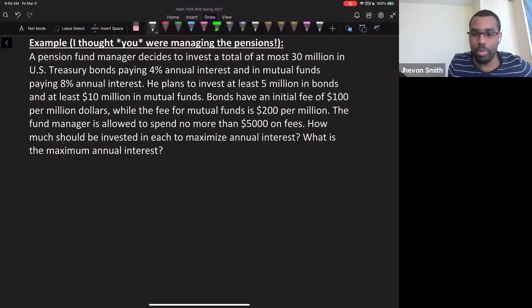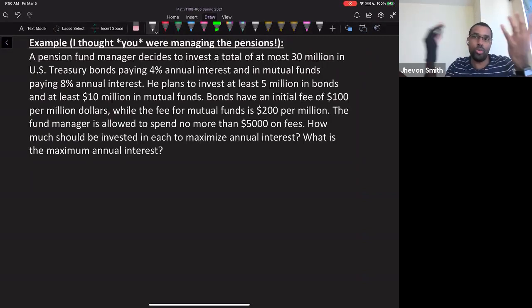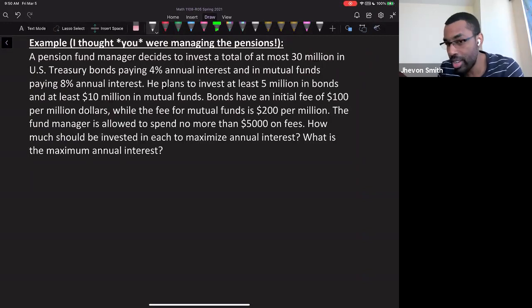Okay, here's an example about investing in pension funds. A pension fund manager decides to invest a total of, at most, 30 million into US Treasury bonds paying 4% annual interest, and into mutual funds that pay 8% annual interest. So there are 2 different types of investments this person is considering for his $30 million. At most $30 million. He might decide to invest less depending on what's going on.